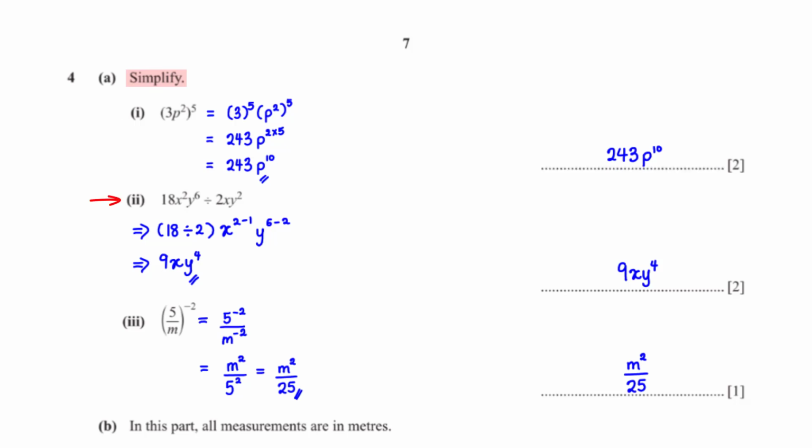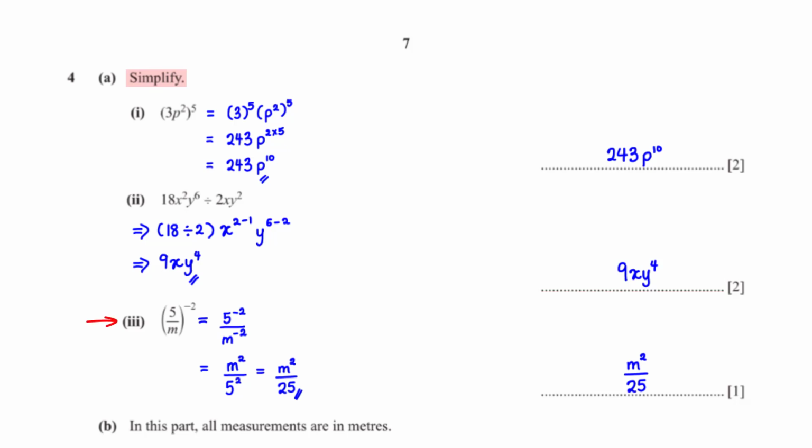Simplify 18x squared y raised to the power 6 divided by 2xy squared. 18 divided by 2 is 9. x squared divided by x is the same as x raised to the power 2 minus 1, which gives us x. y raised to the power 6 divided by y squared is the same as y raised to the power 6 minus 2, which gives us y raised to the power 4. So we have 9x y raised to the power 4.